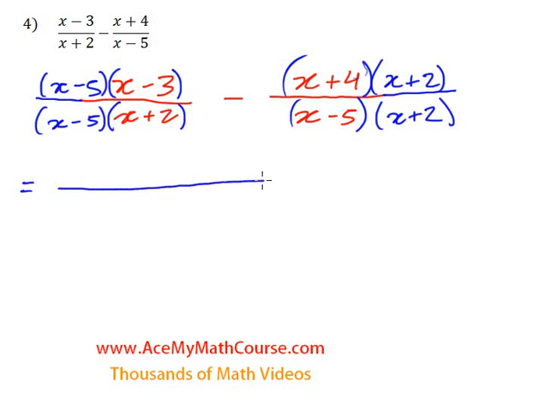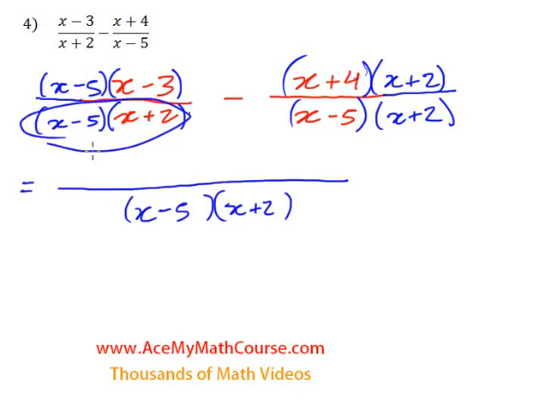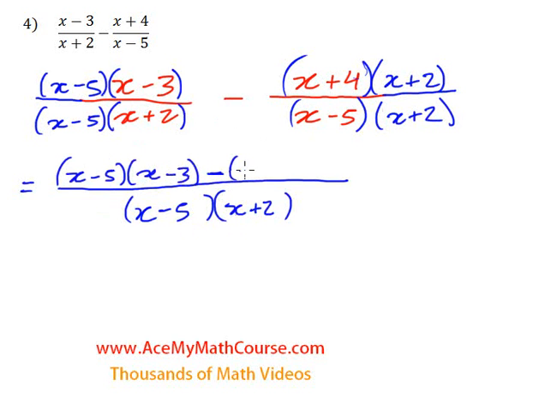I can just combine the two fractions now, all over x minus 5 times x plus 2 just once. Some people feel tempted to write them twice, because there's two of them, but that's how combining fractions work, right? Once we get a common denominator, we just need to write that denominator once down below. And up top we have the x minus 5 times x minus 3, and we're subtracting the x plus 4 times x plus 2. Great. What do we do now?